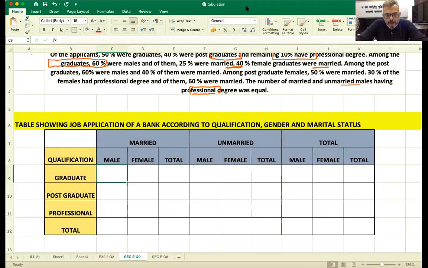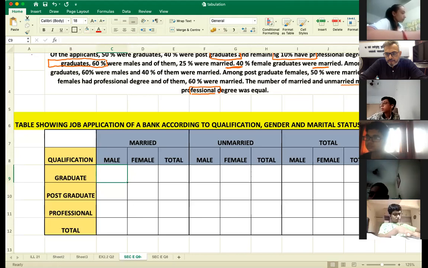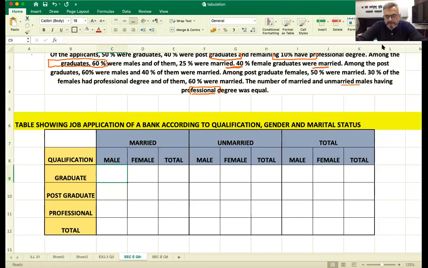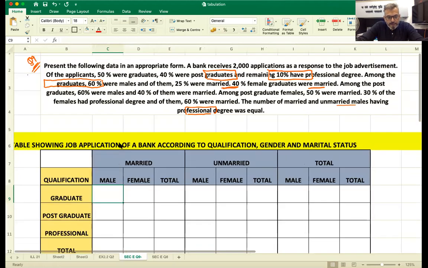Okay. Now, are you all ready with the format? Should we start the sum now? Did everyone make the proper format? Okay, now let's start the sum. Now, we go one by one.